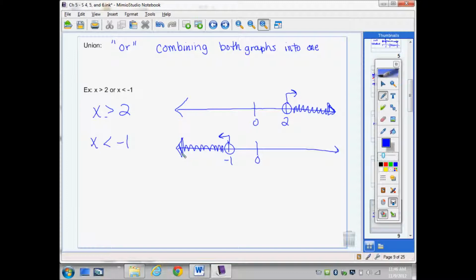And if I were to ask you for an intersection, an and, there would be no solution, correct? Because there's nothing overlapping. But because this is a union, what we get is a combination of the two. And you essentially graph both graphs on the same graph.